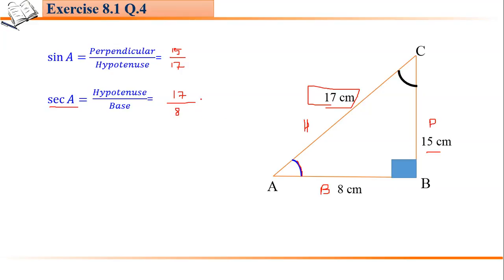So secant A is equal to 17 upon 8. Sine A is 15 upon 17 and secant A is 17 upon 8. Now let us see question number 5.